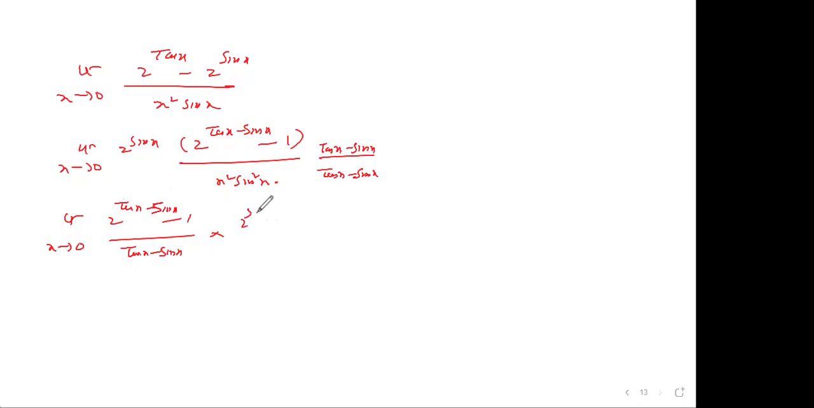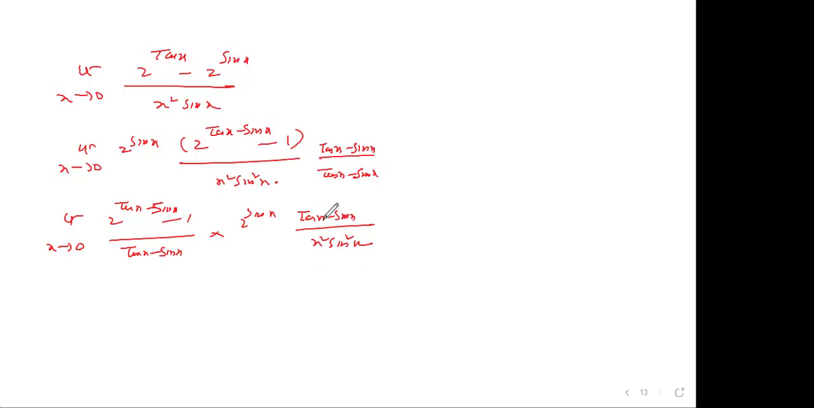And in the case of this one, you see this now. 2 to the power of sin x is there, and one more is there now. What is that? Tan x minus sin x divided by x square sin square x. Right, x square sin square x, we got it here.